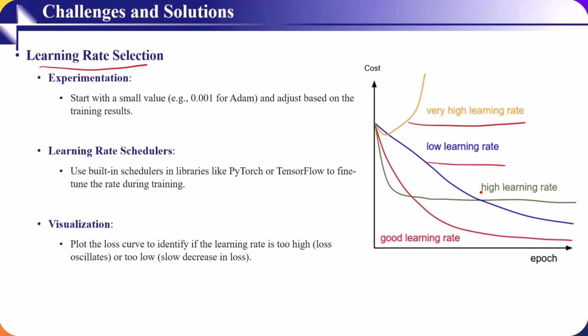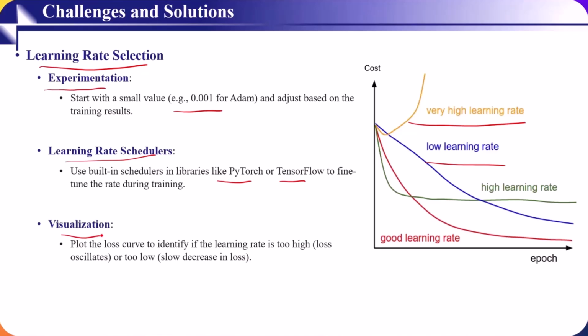So in order to handle that, we can go for experimentation. We can start with a small learning rate like 0.001 for Adam and adjust it based on the training process. We can go for learning rate schedulers like in PyTorch and TensorFlow. We have tools to do that. Or we can go for visualization.